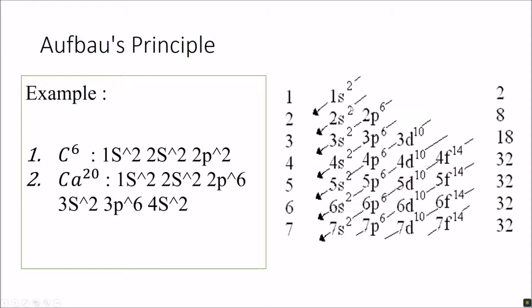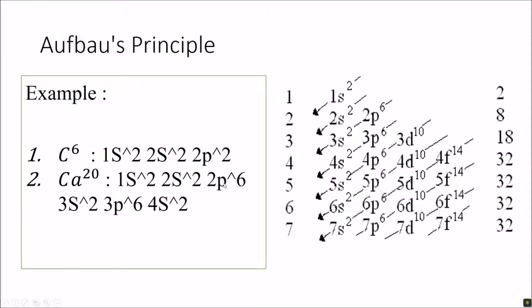Then we go to another row, which is 2s2, occupied by 2 electrons. Then we go to 2p6, but since we already occupied 4 electrons, we have only 2 electrons left, so 2p2. And another example, calcium, which has 20 electrons.